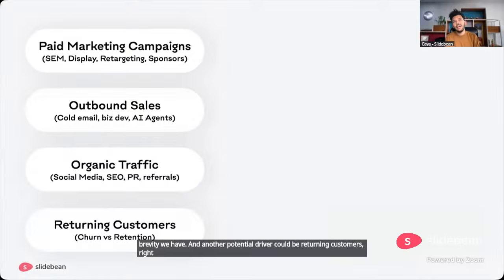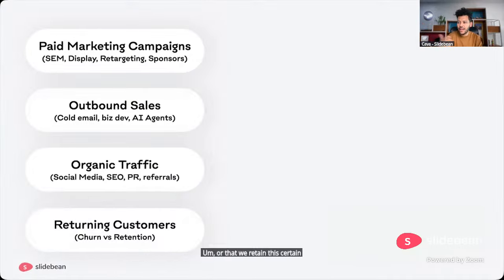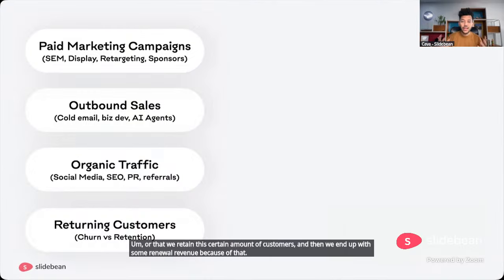And another potential driver could be returning customers, right? We could say that customers churn out at a certain rate, or that we retain a certain amount of customers, and then we end up with some renewal revenue because of that. So all of these are potential drivers of revenue.